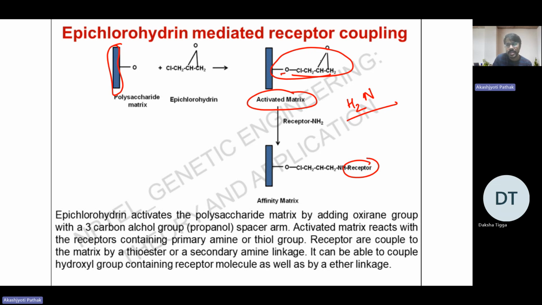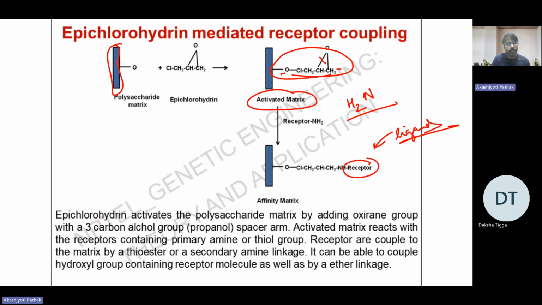So this ether bond that you see gets cleaved, and this H2O leaves as the leaving group. It will leave this H2O molecule, and this CH2 will form an amine linkage with the receptor molecule, and then you can add your ligand. So your ligand will bind to your receptor. Okay. So in this way, you couple or immobilize your receptor on the matrix.